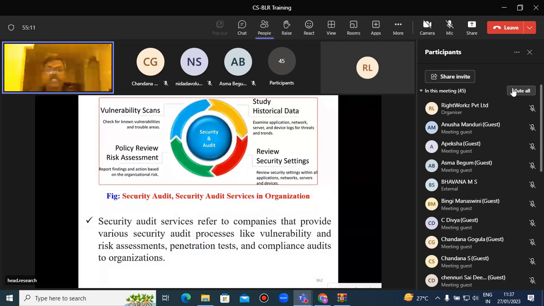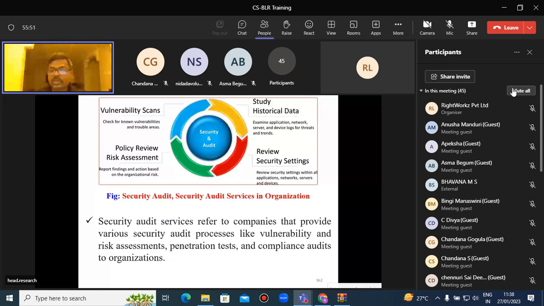Security audit services refer to companies that provide various security audit processes like vulnerability and risk assessment, penetration test, and compliance audits to organizations. So we need to find out what type of security threats, vulnerabilities, malware attacks, and cyber criminal activities happen in the organization. Risk assessments, penetration test. So these all are security audit services.